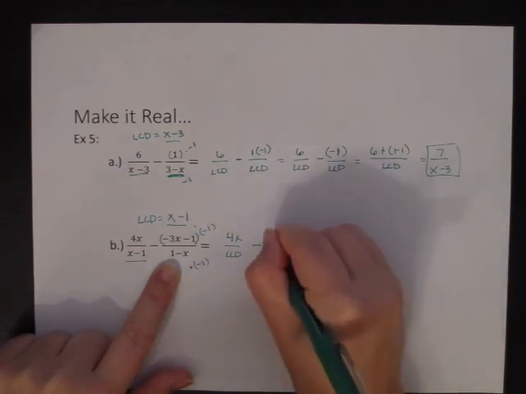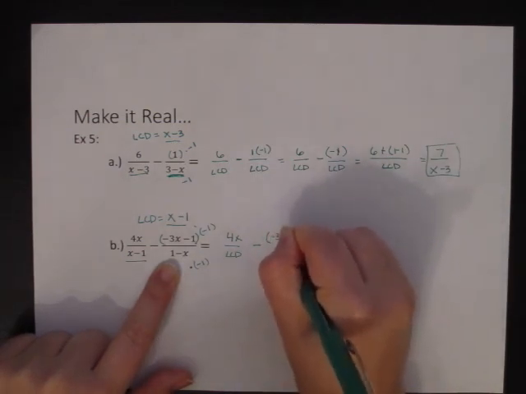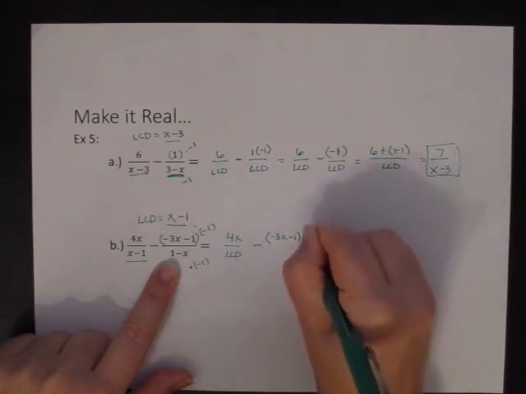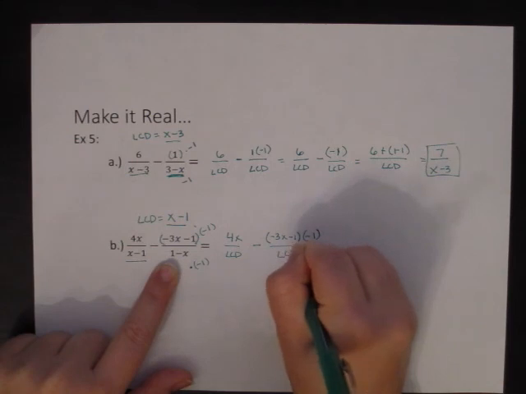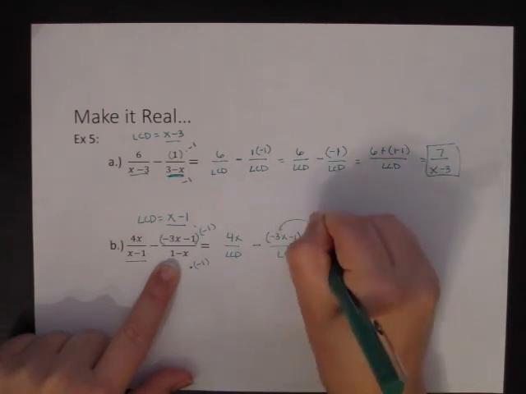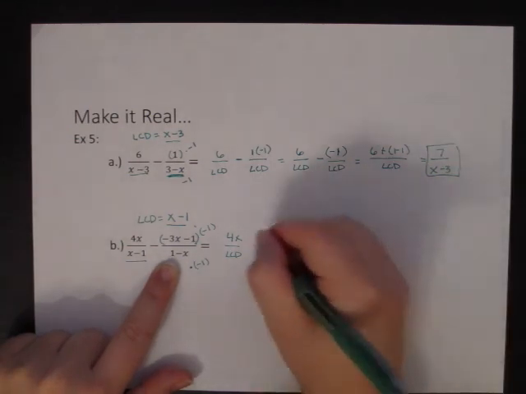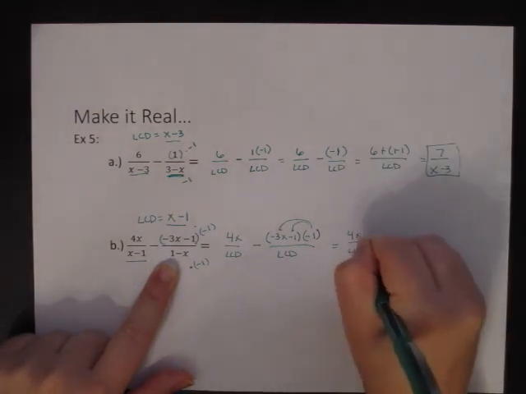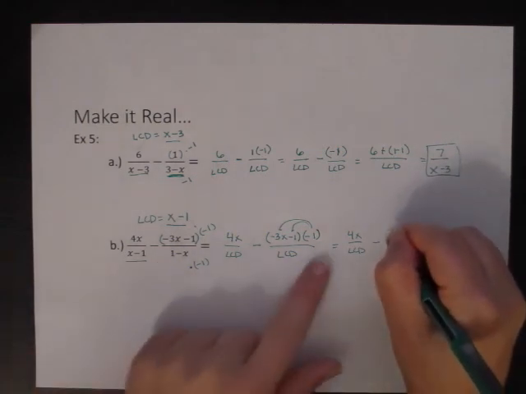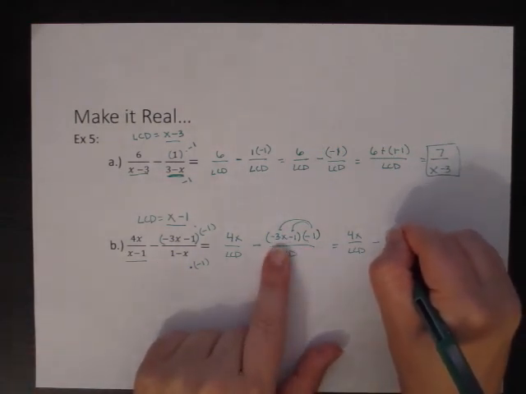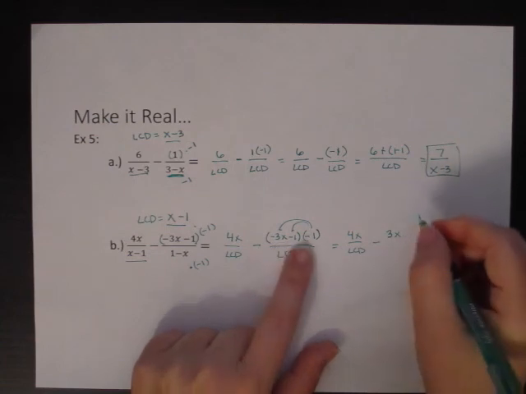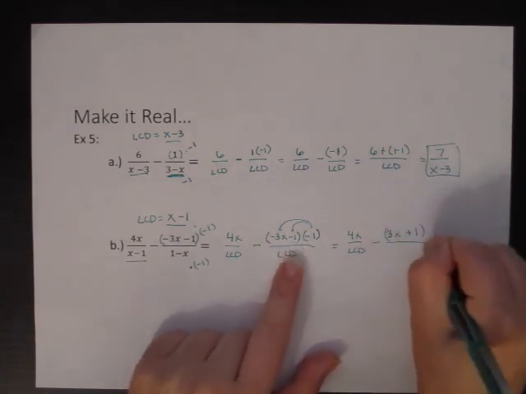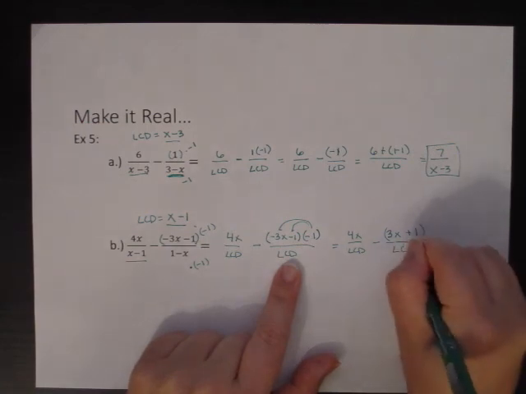So I've got -3x minus 1 times -1 over LCD. So let's distribute this -1 to both parts. And if you wanted to put it in front of it, you could have as well. So we've got 4x over LCD minus -1 times -3x is going to be a positive 3x. -1 times -1 is going to be plus 1. But remember, it has to be in parentheses because it's a subtraction problem over LCD.